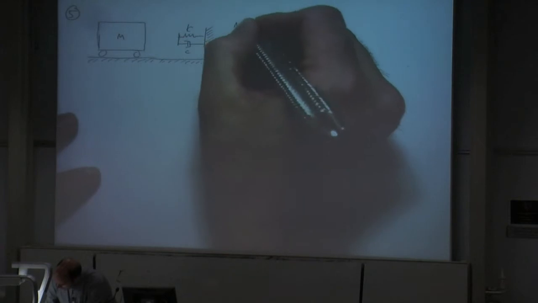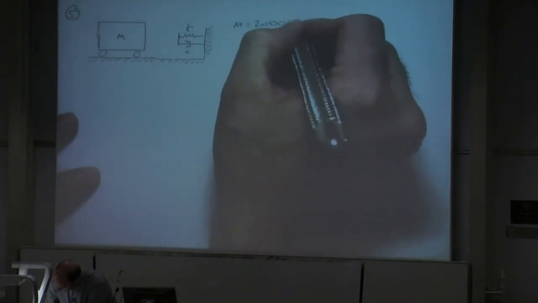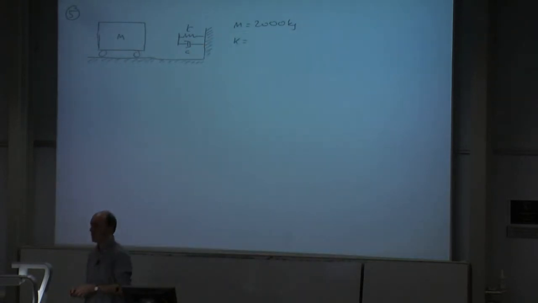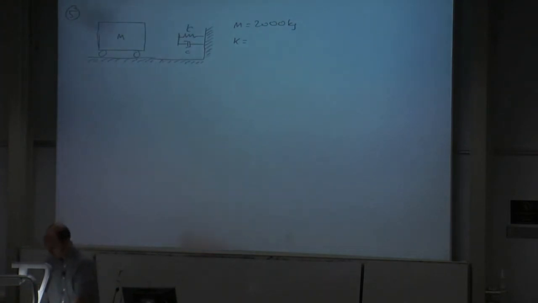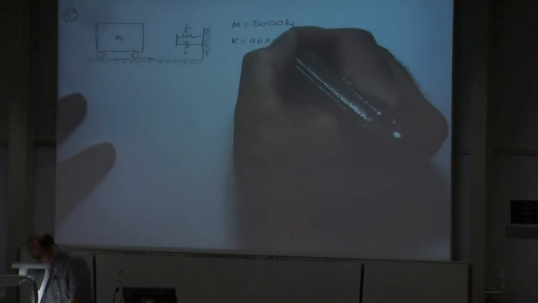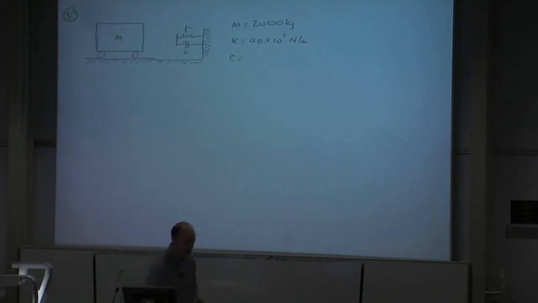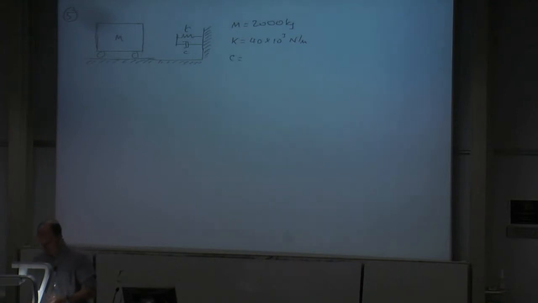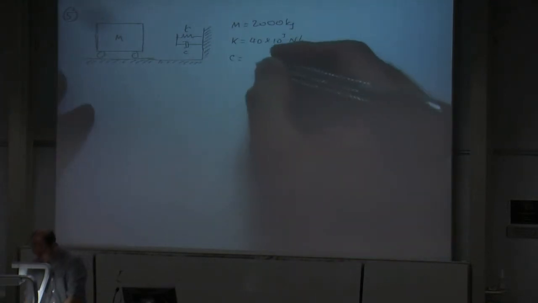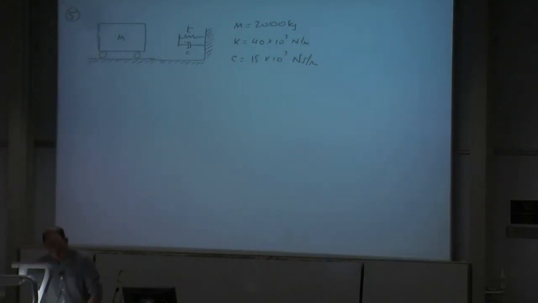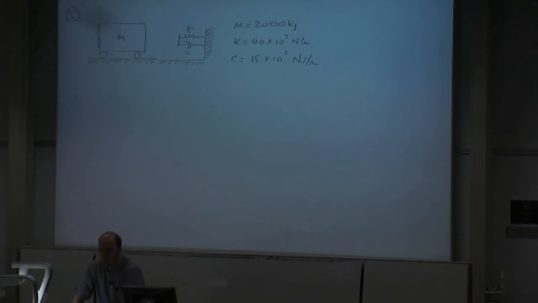We know that M is 2,000 kilograms. K, it says, is 40 newtons per millimetre. That means it's 40,000 newtons per metre. And the C, although I said in the notes it is 15 newton seconds per metre, that should have been 15 newton seconds per millimetre, and so that's going to be 15 times 10 to the 3 newton seconds per metre. So there's, like I said, a small mistake in the notes. C is 15 newton seconds per millimetre is what it should say.